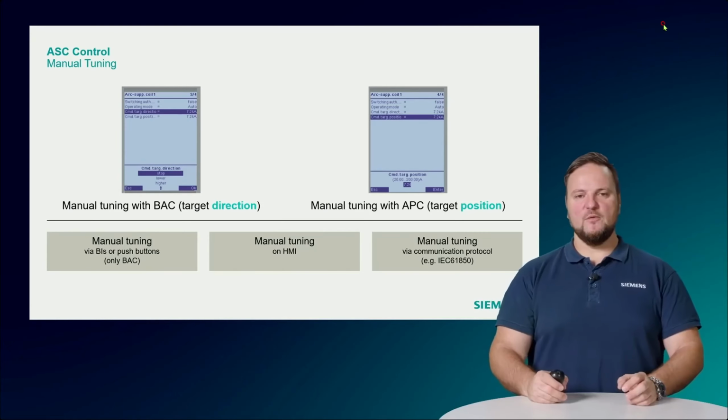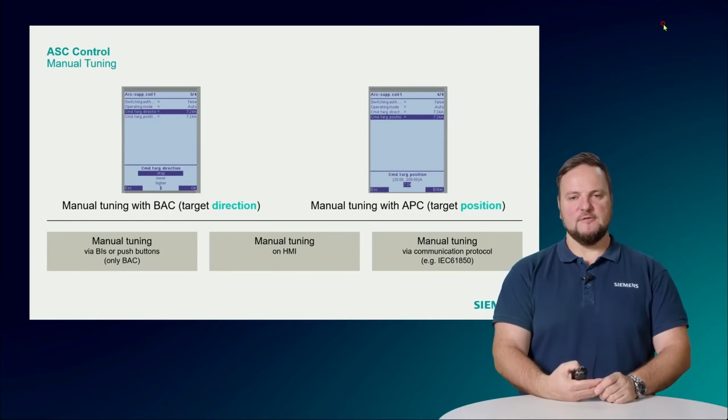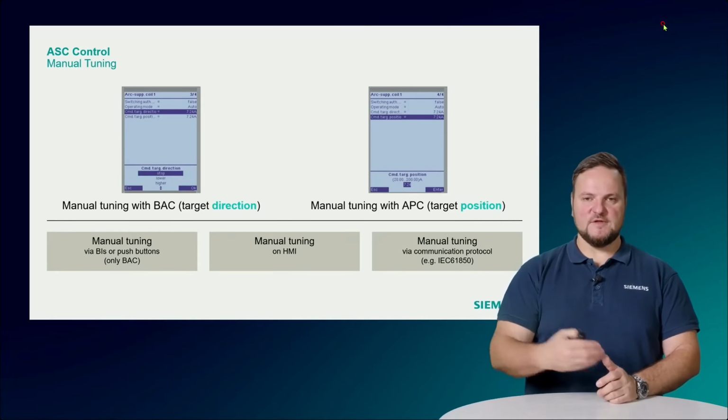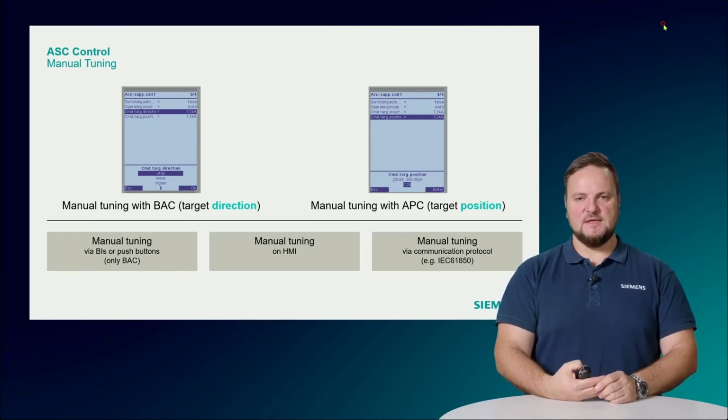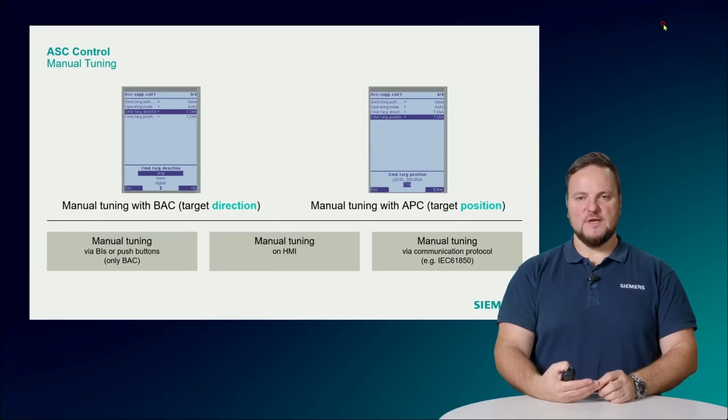This is possible via binary inputs with push buttons, which is also known from the automatic voltage control. You can do a manual tuning on the HMI, or you have the possibility, and this is especially for the last point, to reach the target position via an APC. That means you send a target position from the SCADA system, and the coil moves to the target position. Maybe if you want to switch on the arc suppression coil, then you would like to tune the coil to maybe 150 amps. This is easily implemented, so you can use it for your needs as you want.